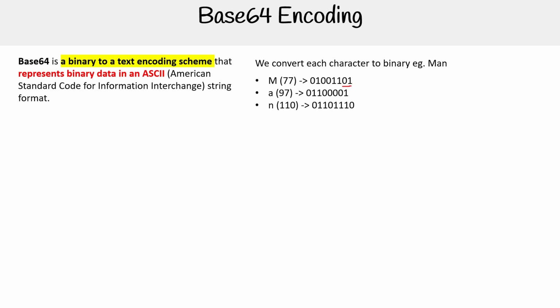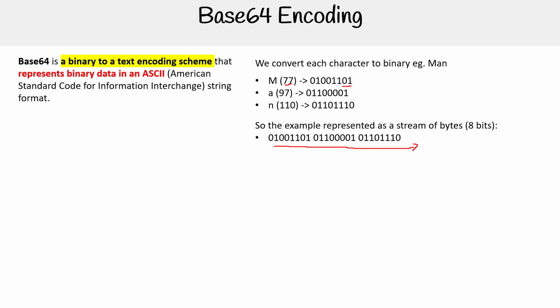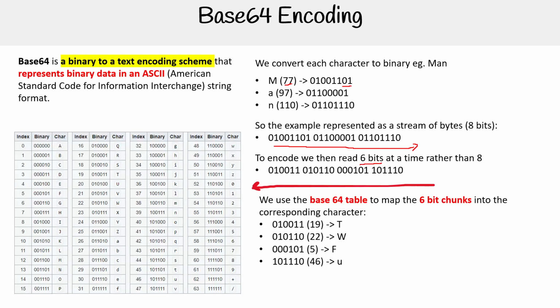There'll be a table that indicates that at index 77, the number 77 represented in binary will map to M. The idea is we're going to take all of our binary information from our text, represented in 8 bits, and make it a stream. I have a space here, but just imagine that this is a single stream. Then instead of reading it 8 bits at a time, we're going to read it 6 bits at a time. And then we're going to use this Base64 table to map each 6 bits to a letter.